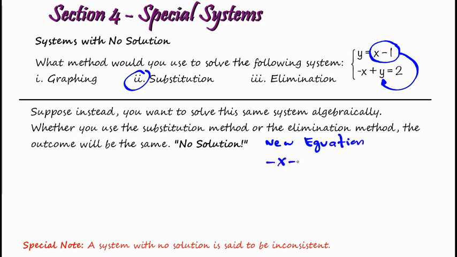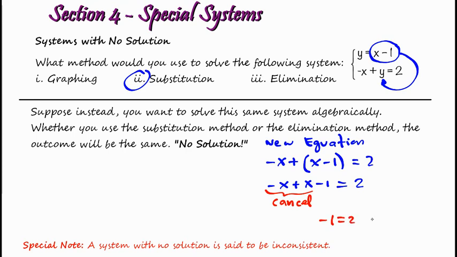We can say -x plus, and I'm going to use parentheses to show I'm substituting in place of y, (x minus 1) equals 2. Now we can take the parentheses away if there's nothing to be distributed or multiplied through. And when we combine the first two terms, -x and +x, we see that they cancel. This leaves us with -1 equals 2, which is a false statement. And it will always be false. So if the variables cancel and you're left with a false statement, there is no solution.